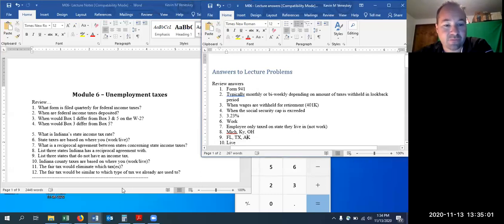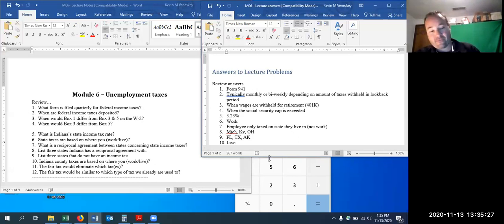The fair tax, we talked about that towards the end. Remember the fair tax, which taxes would it eliminate? Well, pretty much all of them. You're not going to have any payroll tax. So your FICA taxes, Social Security and Medicare, federal income tax, it's going to get rid of the corporate tax, gift and estate, lots of them. The only ones it won't necessarily are the state taxes.